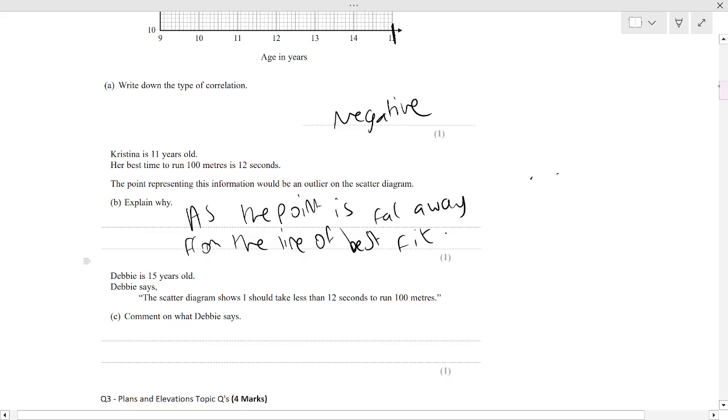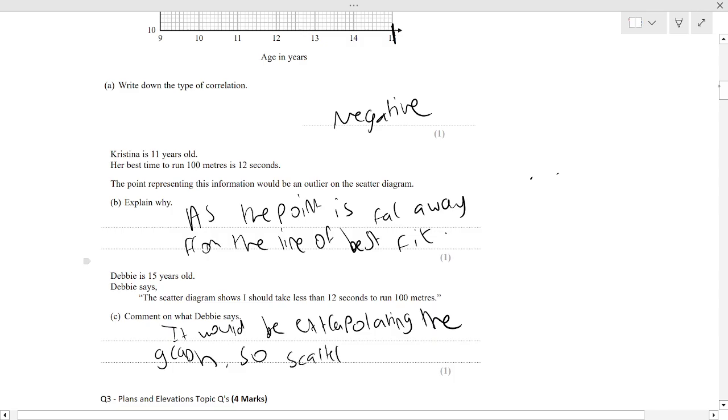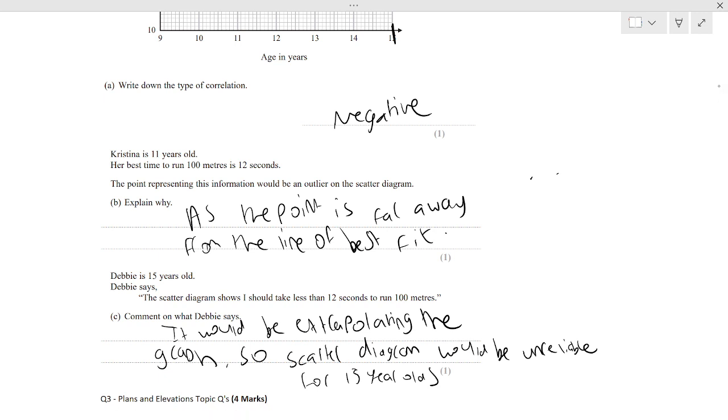So it would be extrapolating, let's say the diagram. No, the scatter graph. So the scatter graph would be unreliable for 15-year-olds. So yeah, that's essentially the sort of point you want to say there.